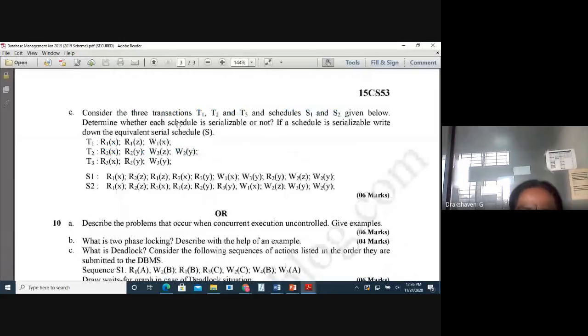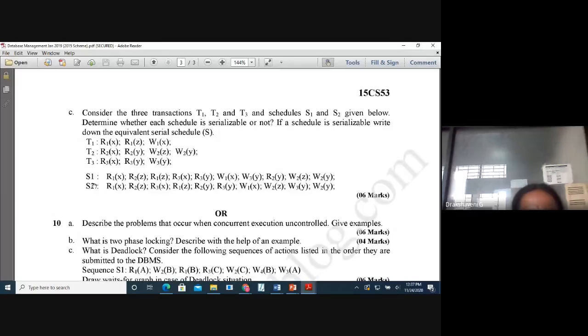Then consider 3 transactions T1, T2, T3, and schedules are given here, S1 and S2, and determine whether each schedule is serializable or not. If a schedule is serializable, write down the equivalent serial schedule. That is, T1 is there, R1X, R1Z, W1S, R2, something like this, and they have given C1, S1 and S2. So write whether these 2, S1 and S2, are serializable or not.